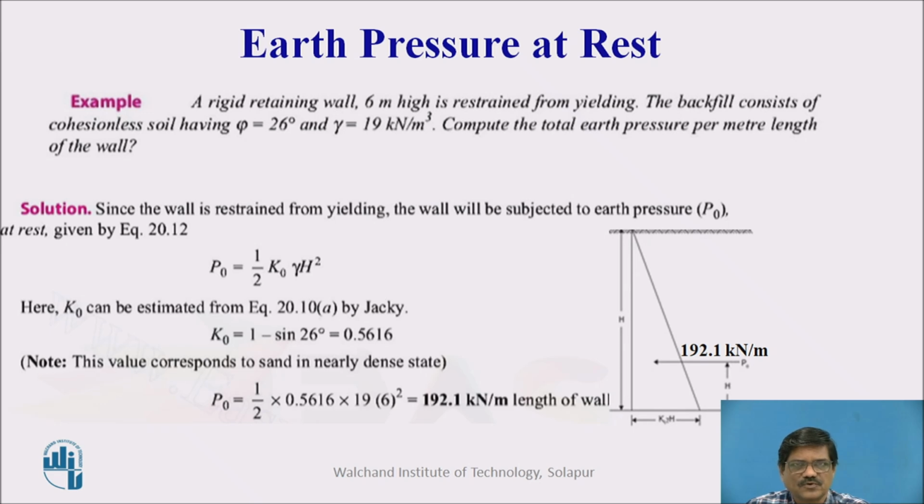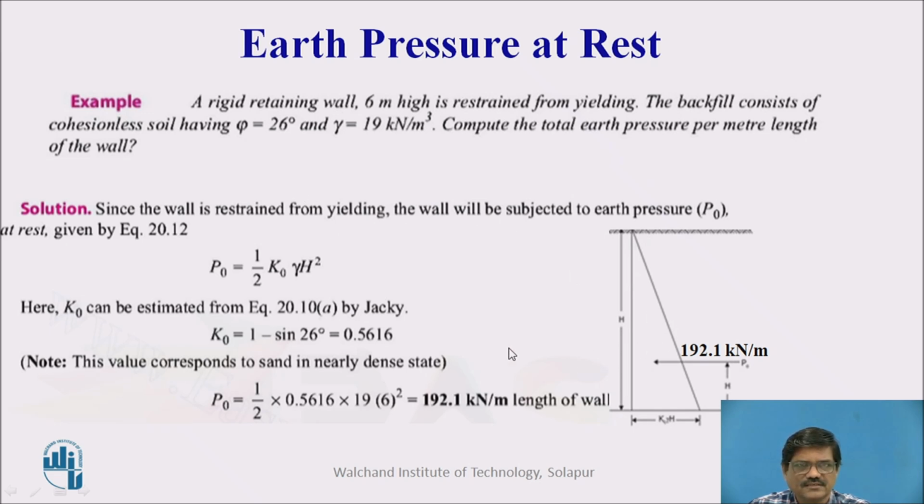Just to understand this process, we will have a discussion on one example. Here you can see a rigid retaining wall 6 meter high is restrained from yielding. The backfill consists of cohesionless soil having phi equal to 26 degrees and gamma is 19 kN per meter cube. Compute the total earth pressure per meter length of the wall.